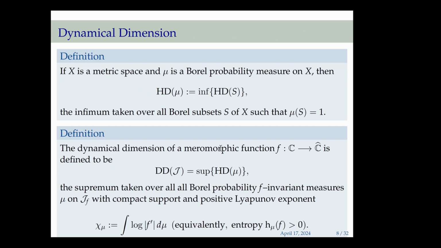Further definition: if we have a metric space and a Borel probability measure, then its Hausdorff dimension is obtained by looking at the infimum of Hausdorff dimensions of sets of full measure. In the dynamical context, this dynamical dimension can be defined for any dynamical system, but this is the Hausdorff dimension of measures that are invariant and are hyperbolic in some sense.